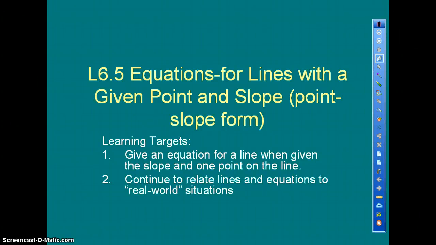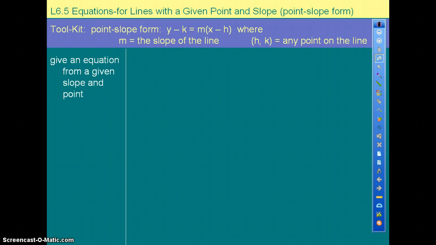Alright guys, lesson 6.5, equations for lines with a given point and slope. Today we're going to talk about the point-slope form for a line. Learning targets: you should be able to give an equation for a line when given the slope and one point, any point on that line. And we're going to continue to relate lines and equations to real-world situations.